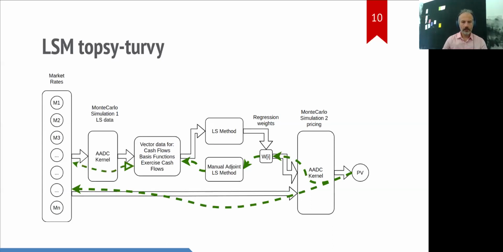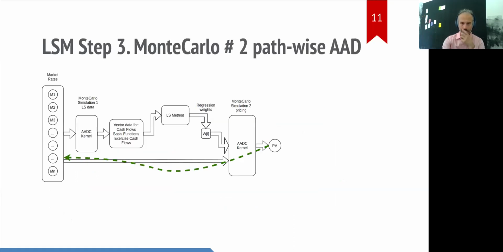What remains to do is to propagate adjoints through Monte Carlo simulation 1. And how do we do that? We do it pathwise. We use initialization for adjoints obtained from this Longstaff Schwartz adjoint pass, and we propagate that to market rates, and we get the correction for derivatives with respect to market rates that arises due to the Longstaff Schwartz regression.